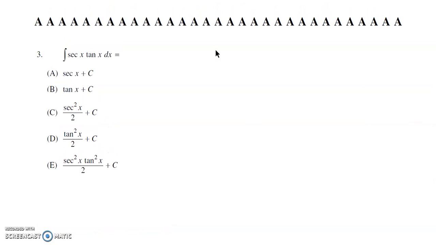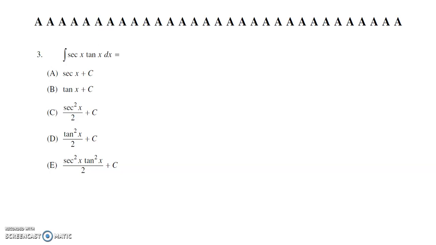I actually accidentally skipped this one, so we're going to go back up to 3. Doesn't really matter the order in which we do them. So here they want me to do the integral of secant x tangent x. This is one you should know. There's no u sub or anything.